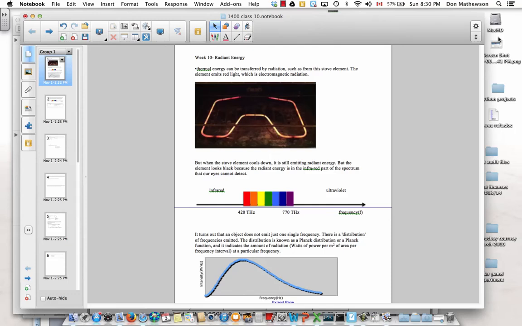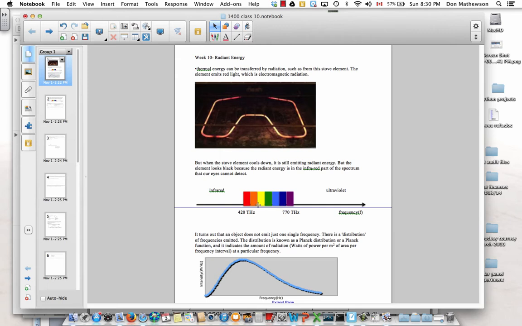All right, let's look now at electromagnetic radiation. Now, thermal energy can be transferred by radiation, and you can see here the stove element glowing red. There's radiation that's coming off of that element that we interpret as quote-unquote heat. Now, even when the stove element is cooler, it's still emitting thermal energy, radiant energy. It's just that it's no longer emitting in the visible part of the spectrum.